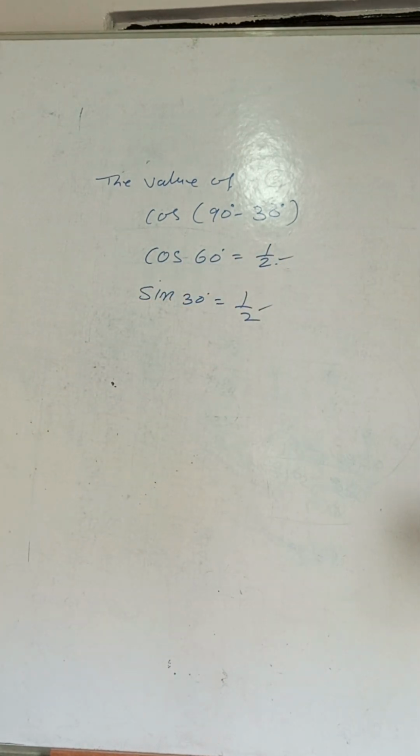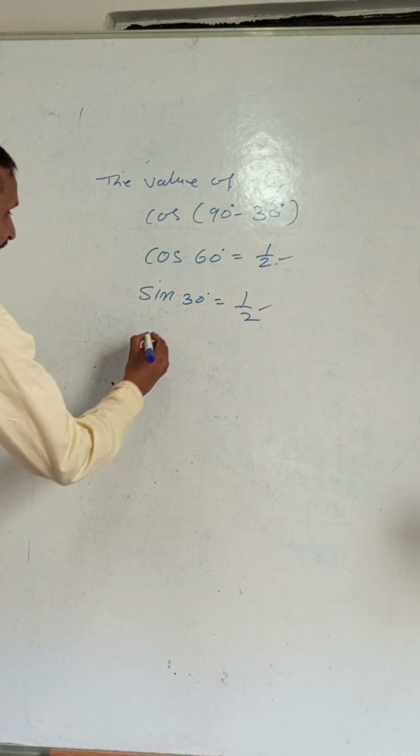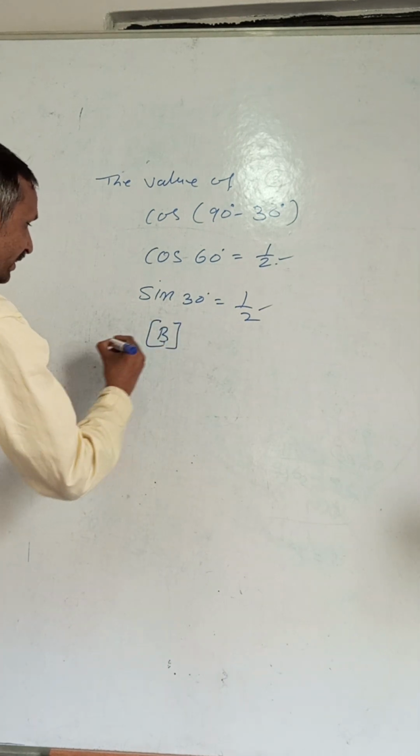Here the options given are -1, 1 by 2, 0, 1. So option B is the correct answer.